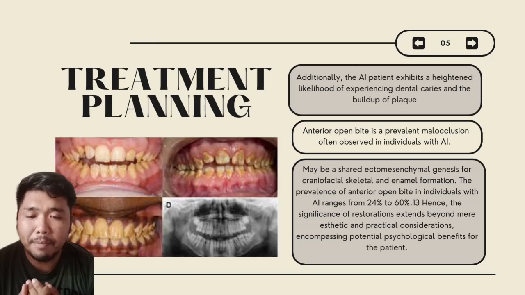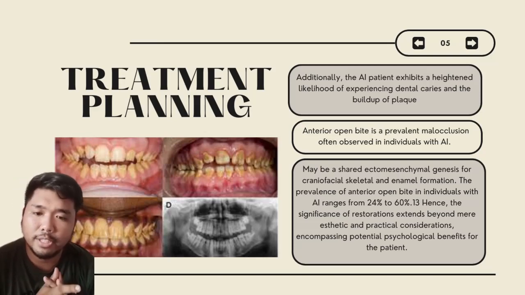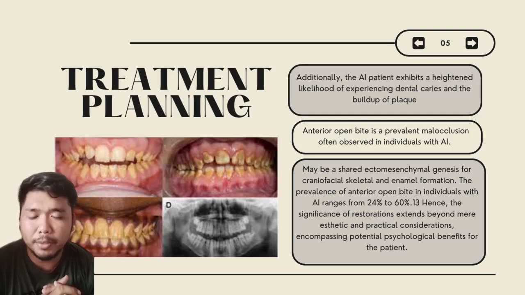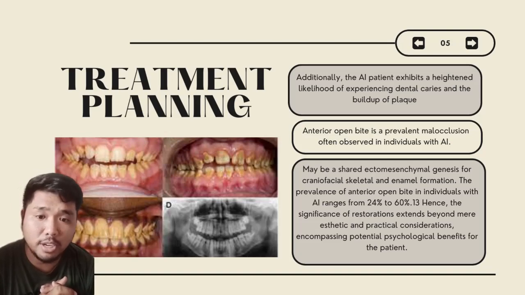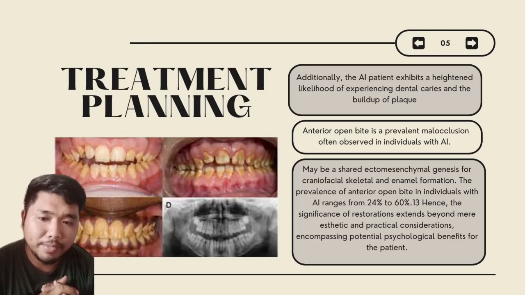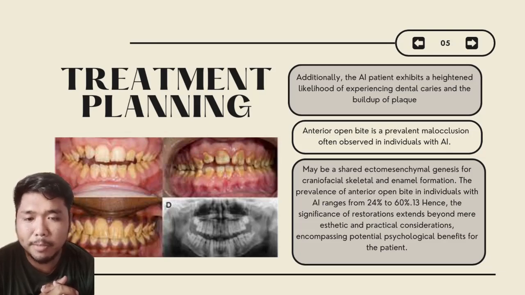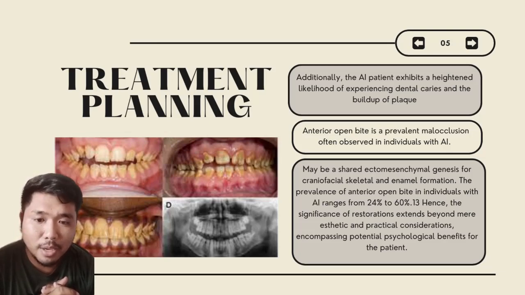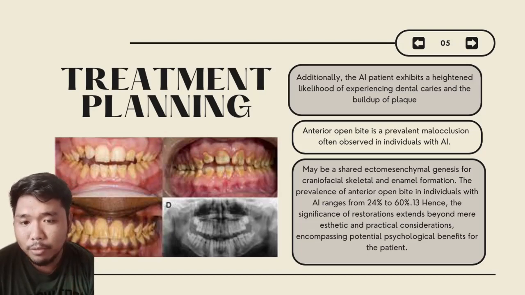Patients with amelogenesis imperfecta exhibit a heightened likelihood of experiencing dental caries and plaque buildup. This is due to the abnormalities in the enamel, specifically it being rough, which causes food entrapment and consequently plaque buildup. Additionally, they also experience anterior open bite, which is a common malocclusion problem often observed in individuals with amelogenesis imperfecta.